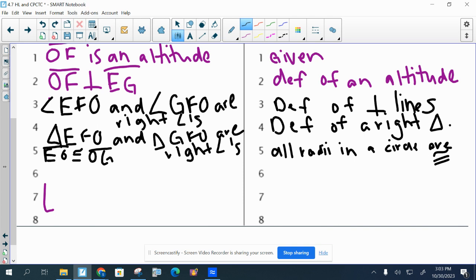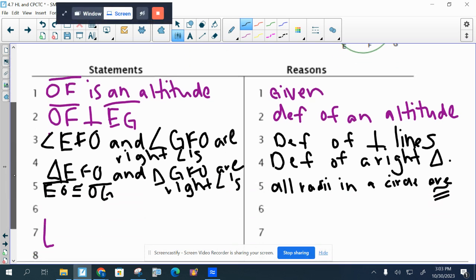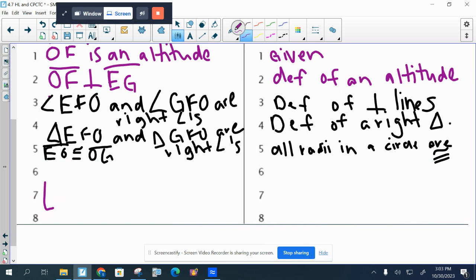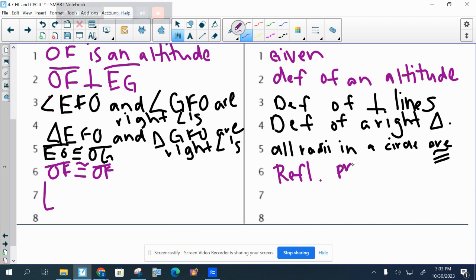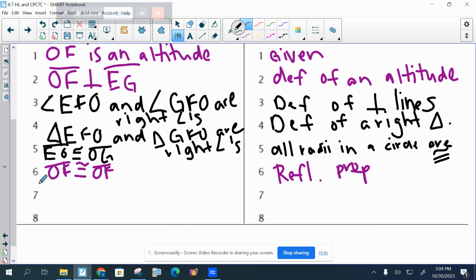And then for step 6, we can say one of the legs. So you could say the leg that's shared by reflexive property. So OF is congruent to OF, and that's reflexive property. So finally, you did prove the parts that are necessary for HL. So you can say that the triangles are congruent.